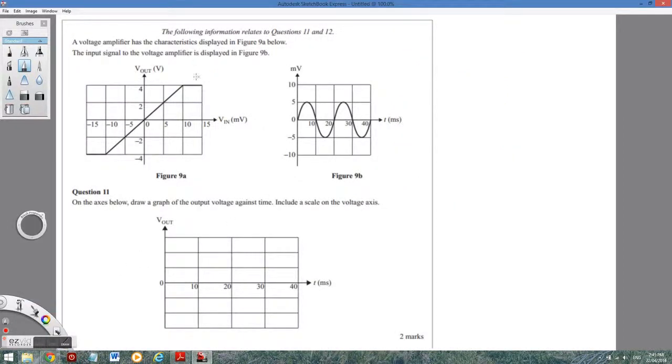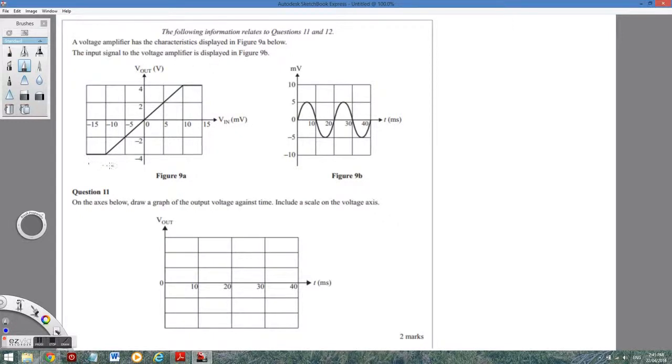Now let's have a look at a question. This is a past year exam question, a question in the year 12 final year exam. Take a few minutes to read the question.